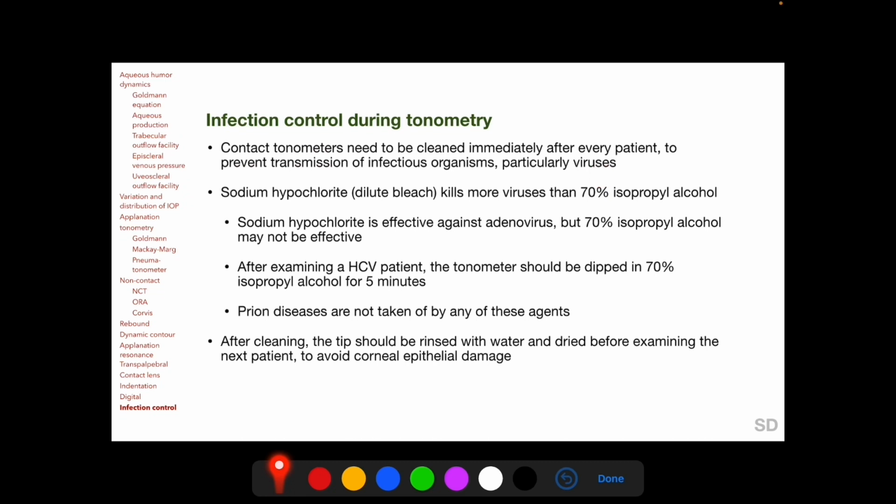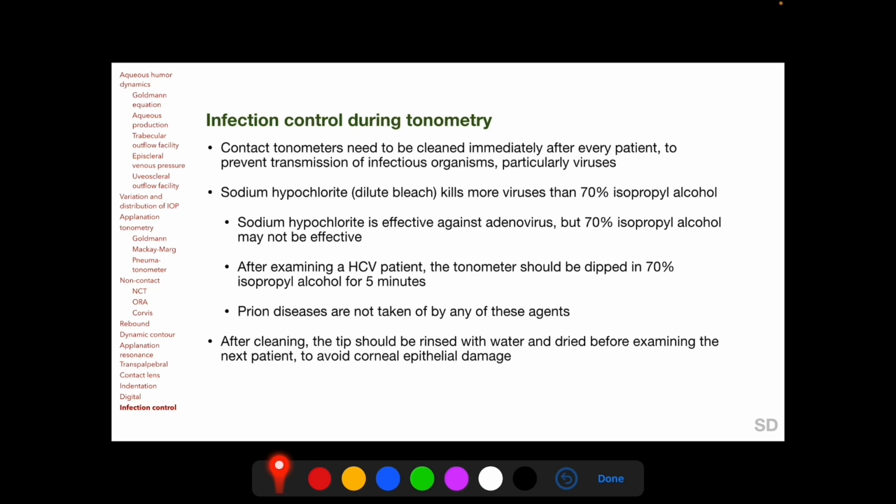Among the agents used to clean contact tonometers, sodium hypochlorite or dilute bleach kills more viruses than 70% isopropyl alcohol. Sodium hypochlorite is effective against adenovirus, but many studies show that 70% isopropyl alcohol is not effective against adenovirus, and it is recommended that after recording the IOP of a patient infected with hepatitis C virus, the tonometer should be dipped in 70% isopropyl alcohol for 5 minutes for effective disinfection.